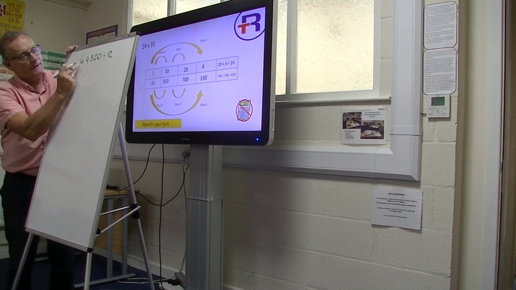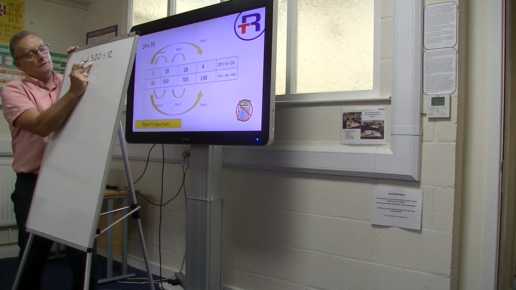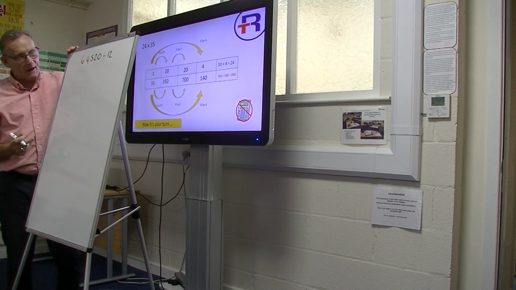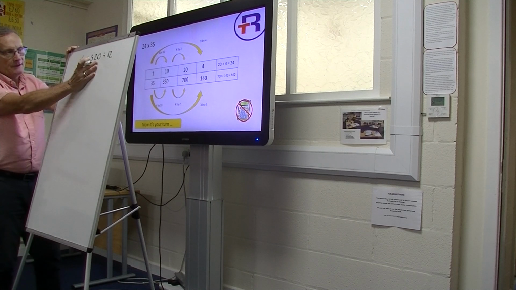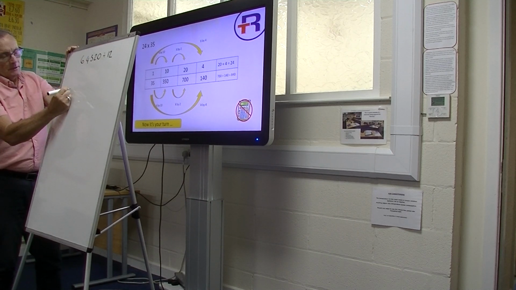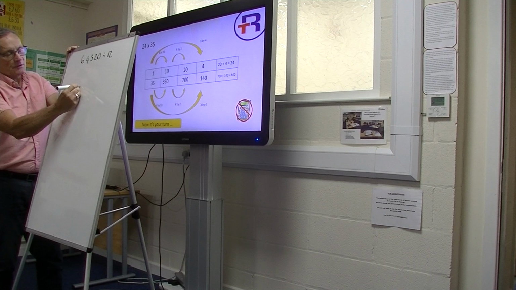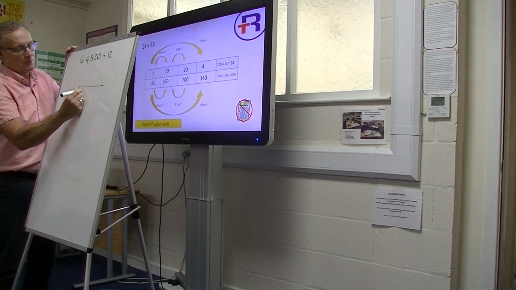Here we go. We've got 64,320 and we're going to divide it by 12. Okay, it's all about finding what one part is worth. So we're going to divide that by 12. So this is how you set it up, and you'll know this because you'll have seen it loads of times. It's the bus stop method.